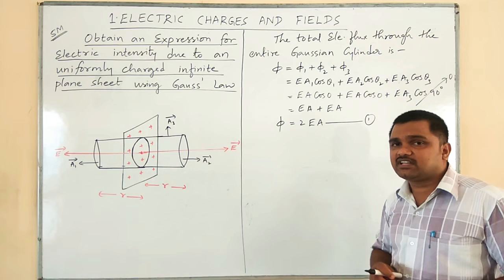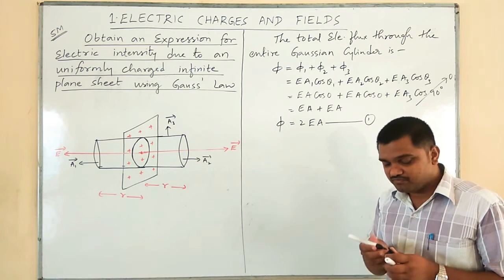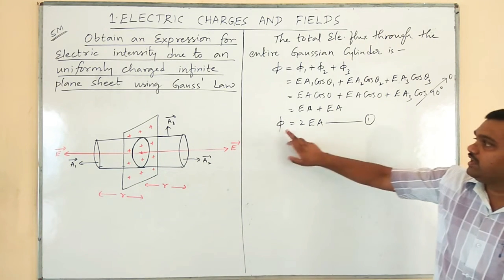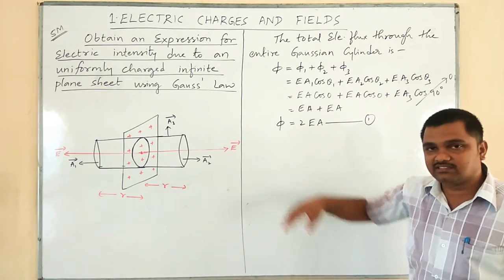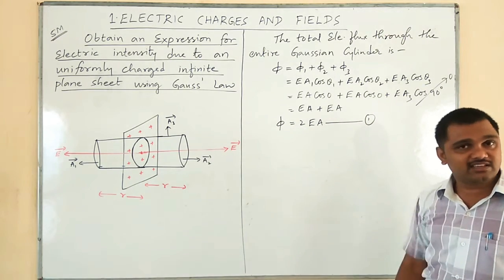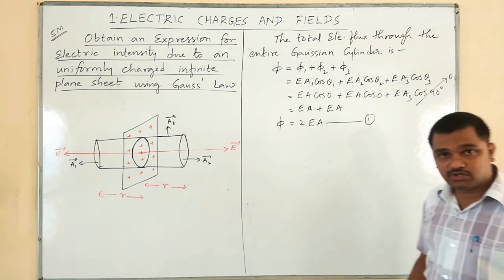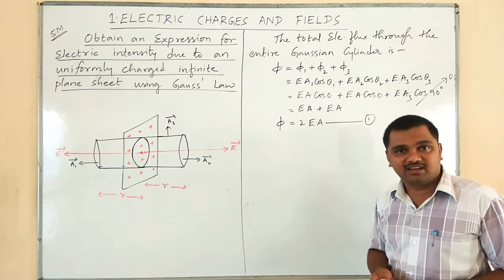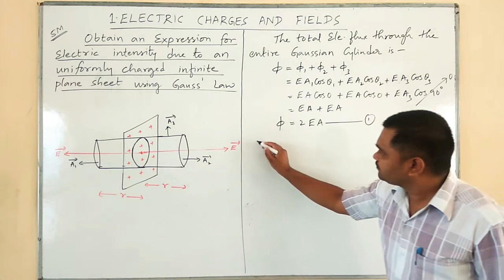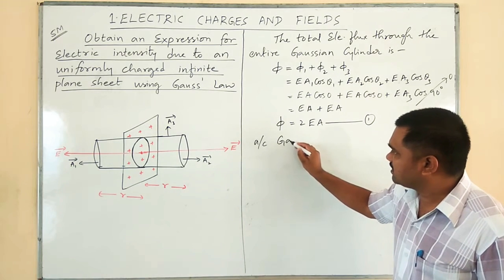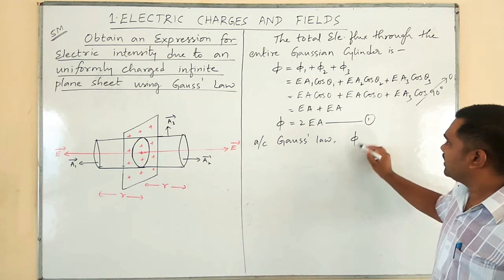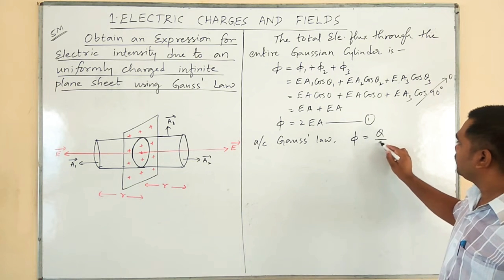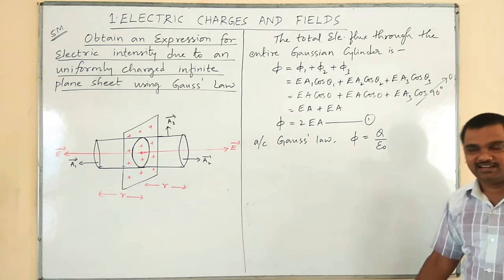Next, which is the third rule of Gauss? That is, we have to equate this total electric flux through the entire Gaussian surface with the actual Gauss equation, that is, phi is equal to Q divided by epsilon naught, isn't it? Therefore, according to Gauss law, phi is equal to Q divided by epsilon naught.